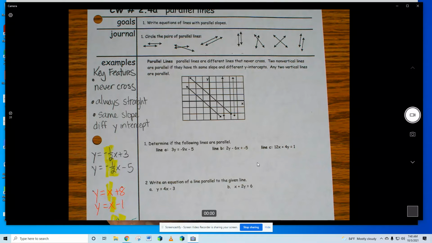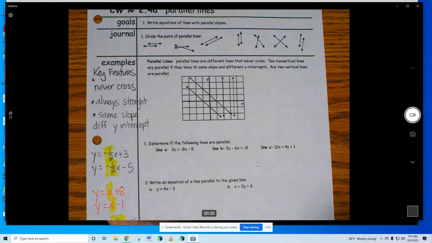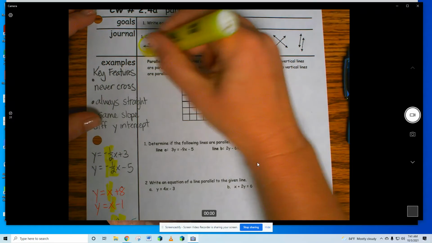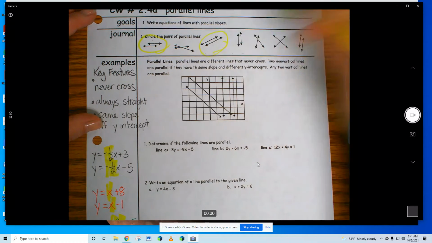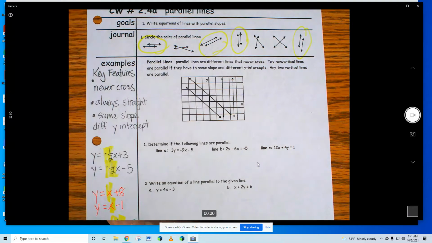How many circles did you make? 4. Okay. So let's see. This pair, this pair, this pair, and this pair. Good.